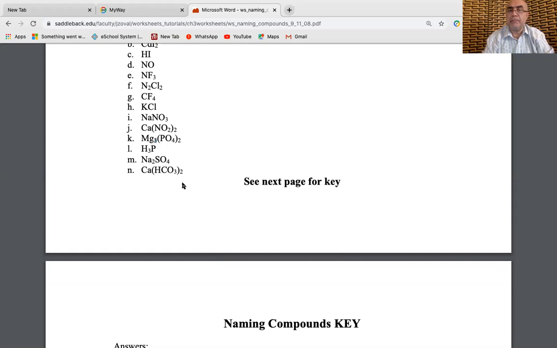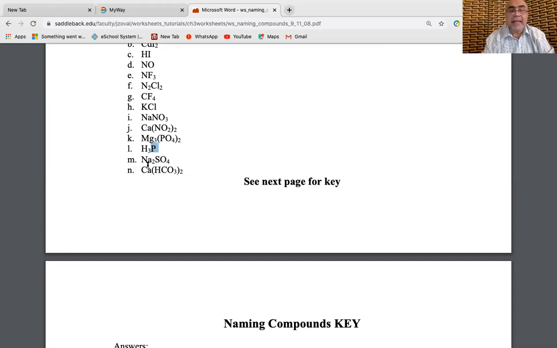H3P. Hydrogen phosphide. P itself is -3, phosphide. It is the second member in group 5. The first member is nitrogen. Nitrogen as an anion is called nitride, N-3. Nitride, IDE, nitride.